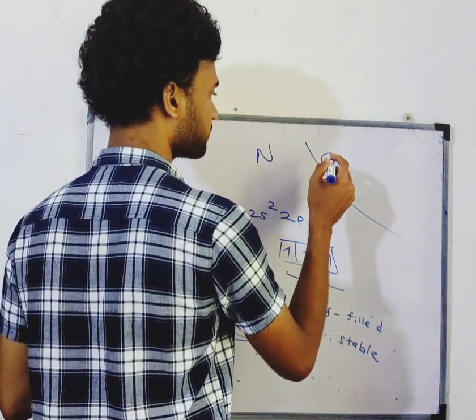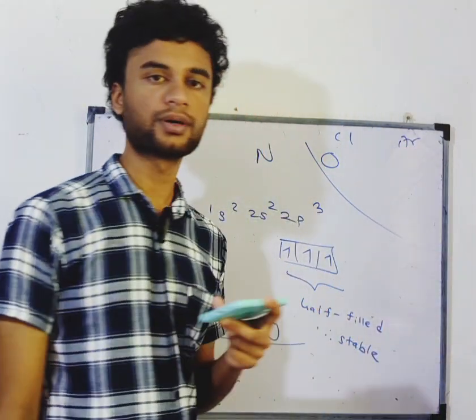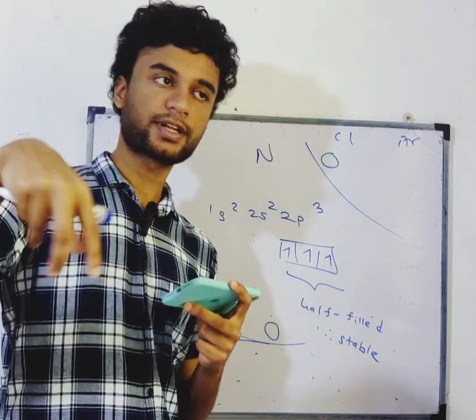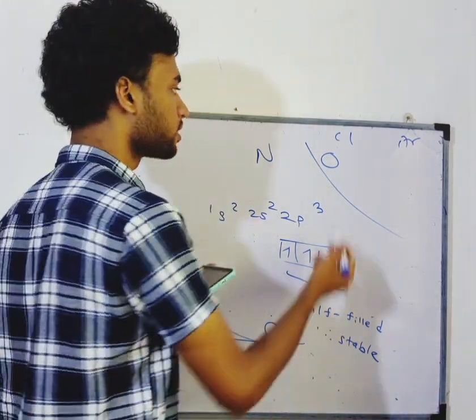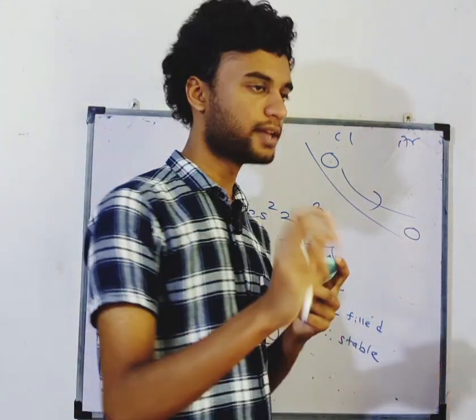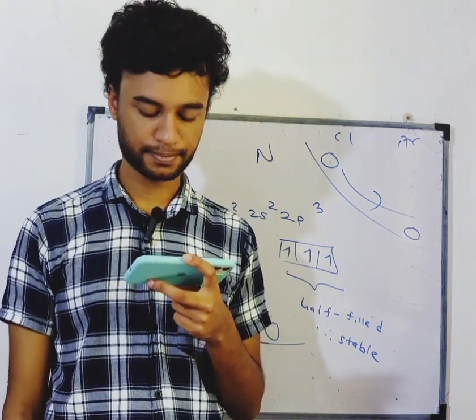Chlorine was unstable, right? Because chlorine likes to become argon's electronic configuration, no? To be more stable, it likes to get noble gas electronic configuration. Therefore, it likes to get the electron. Then chlorine goes from this level to this level, and heat is released. That's why the electron gain enthalpy of chlorine is negative. Clear?